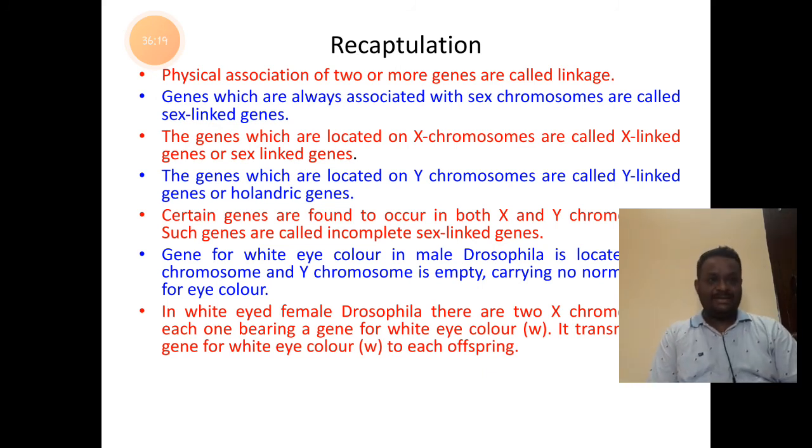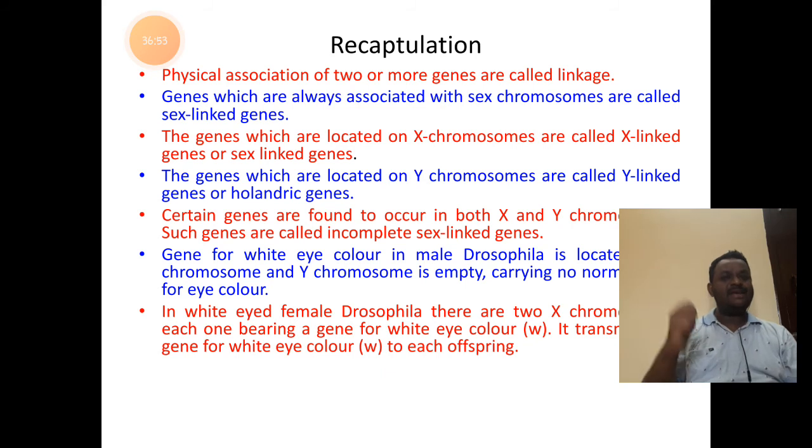Students, to summarize, there is a physical association between the genes present on the same chromosome, which are very closely localized, called linkage. The linkage of genes present on sex chromosomes is called sex-linked genes. On the Y chromosome we call them Y-linked genes or Holandric genes, and on the X chromosome we call them X-linked genes or sex-linked genes. Some genes are present on both X and Y, which we call incomplete sex-linked genes.